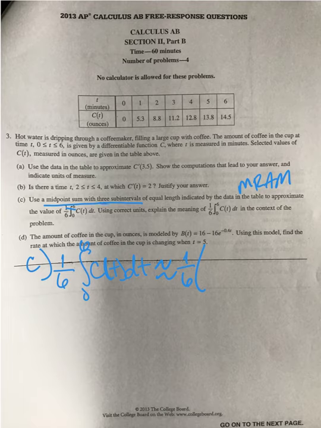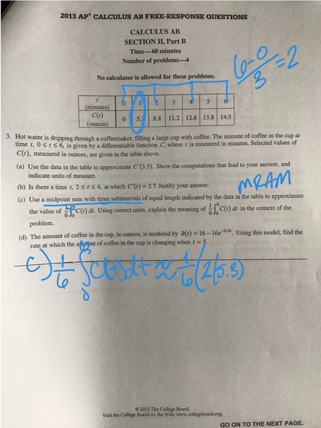It said 3 subintervals. So if I'm going from 0 to 6, if you can't figure this out, easy. You could do 6 minus 0 divided by how many rectangles? 3. It goes by 2. So I'm going from 0 to 2, 2 to 4, 4 to 6. So that means the bases of all my rectangles are 2. So the first rectangle is base 2 times the height. It's MRAM, so I'm using the one in the middle, which is 5.3.